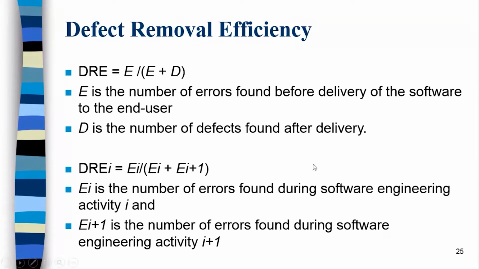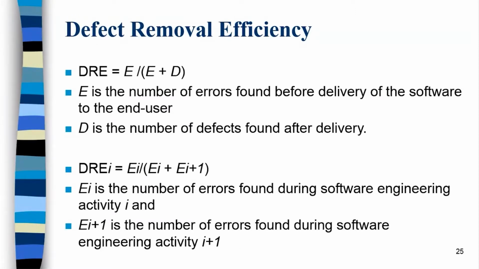So in the last lecture, we were looking at this defect removal efficiency. The defect removal efficiency basically deals with E, which is the number of errors we have found before the delivery, and D, the number of defects that we get from the customer's side. On the basis of that, we can compute the defect removal efficiency.